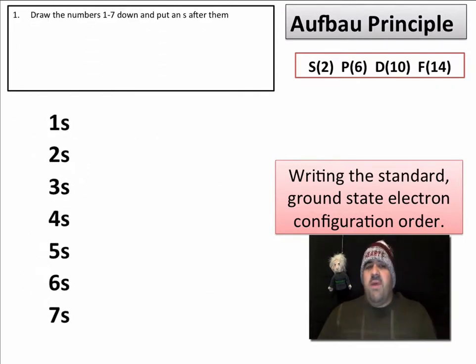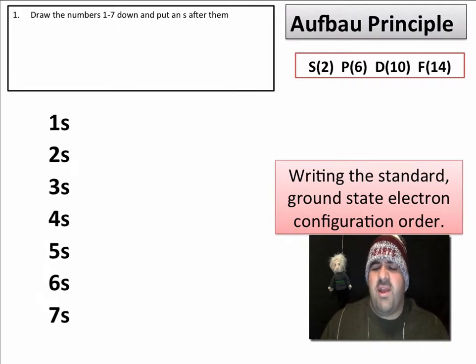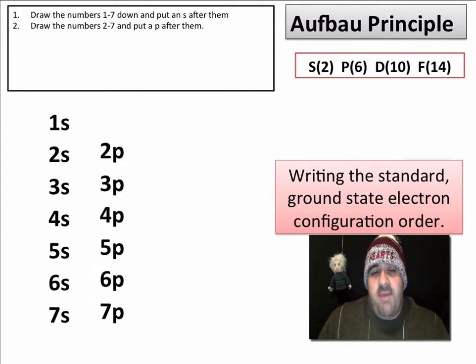So what we like to do is we write the numbers 1 through 7 down, and we write an S after them. So 1, 2, 3, 4, 5, 6, 7, and it's very important that you do this neatly if you're doing this at home, and you'll see why in a second. Then we write the numbers 2 through 7 down and put a P after them. And we're starting to get a pattern here. Hopefully you see it. S, P, D, F.